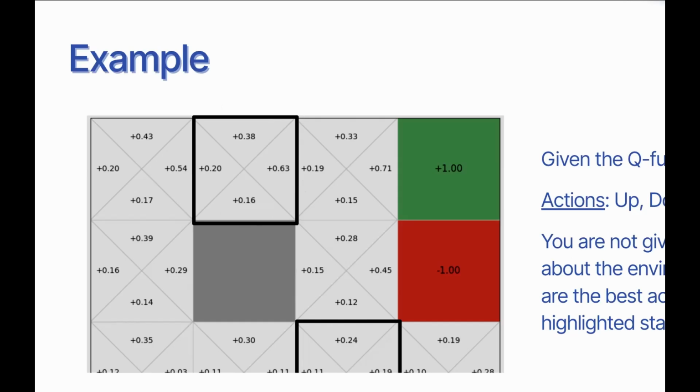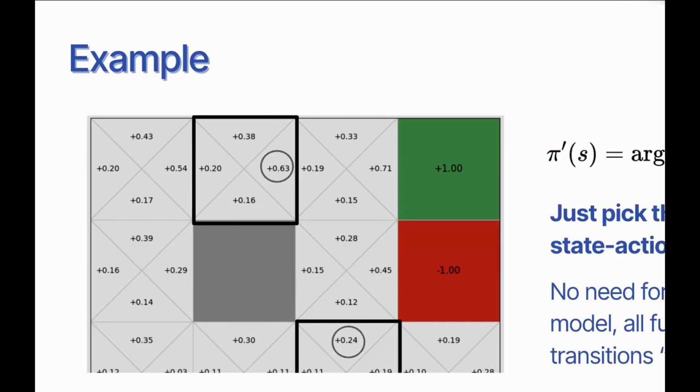Okay. What about this one? Up, down, left, or right? Up. Precisely. Notice how easy it is to do policy improvement with the Q value. You know nothing about the environment. You just look at the Q value. You just pick the biggest one. It's model free. Now you can see why the Q value is so much more valuable than the V value.